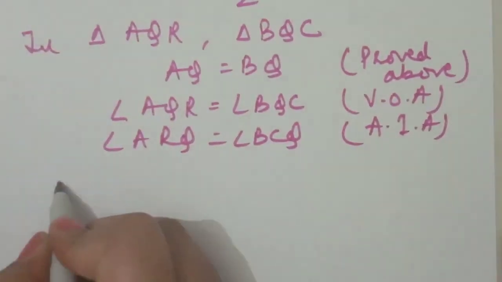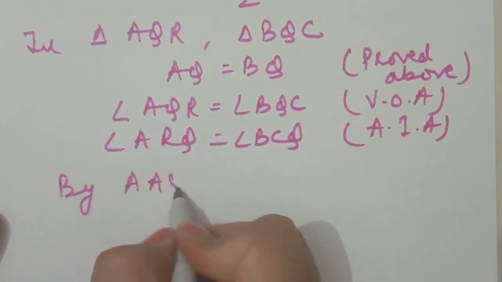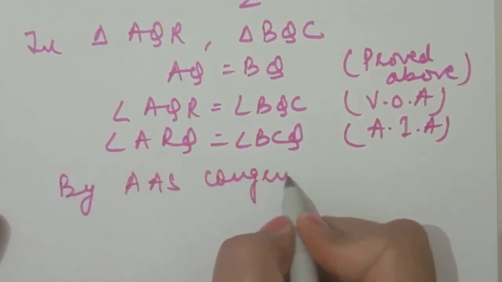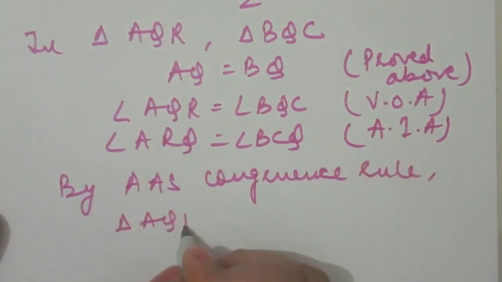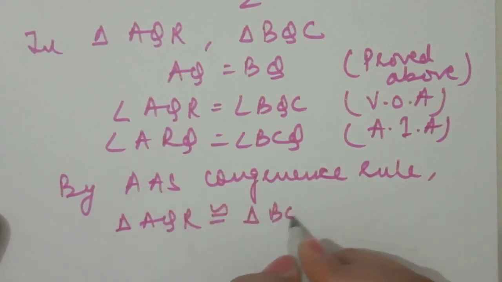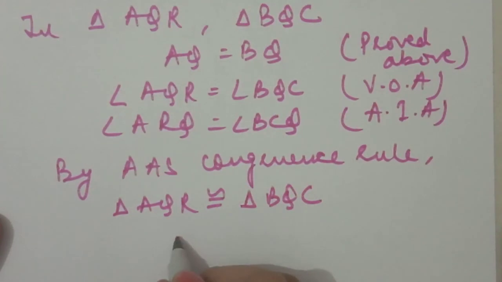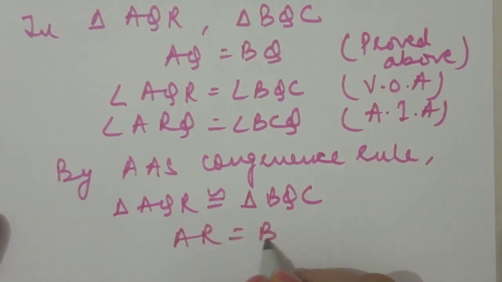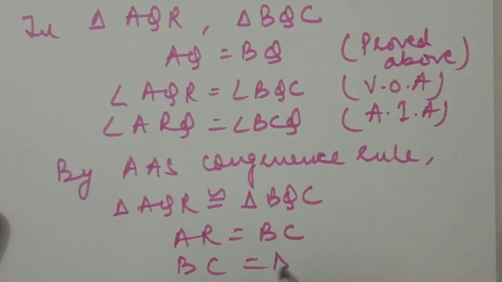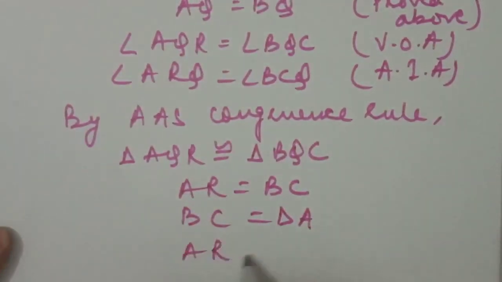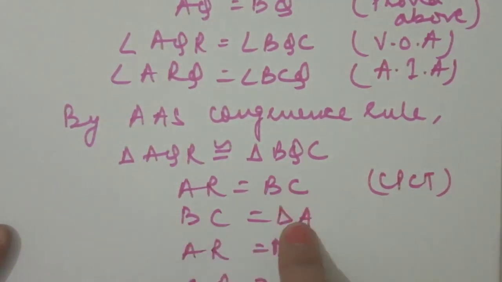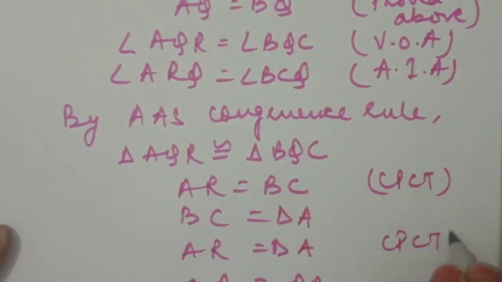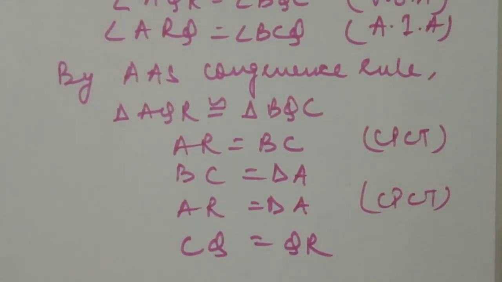So students, by AAS congruence rule, we have triangle AQR congruent to triangle BQC, and by CPCT, can I say that AR is equal to BC and BC is equal to DA? So definitely AR is equal to DA and CQ is equal to QR. We can take it as CPCT, and we can use this relation also. So students, this is your required relation.